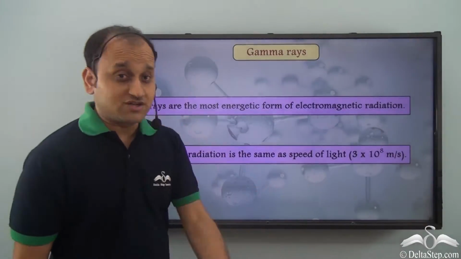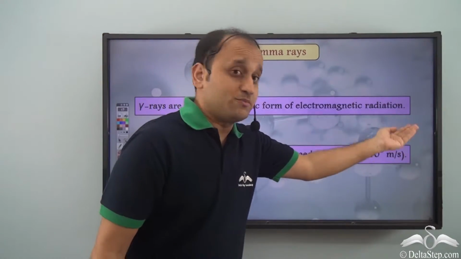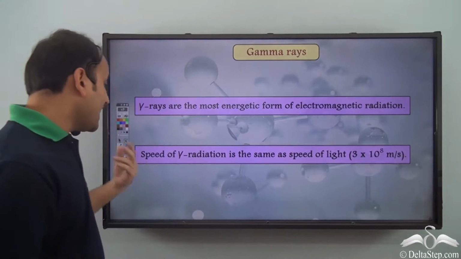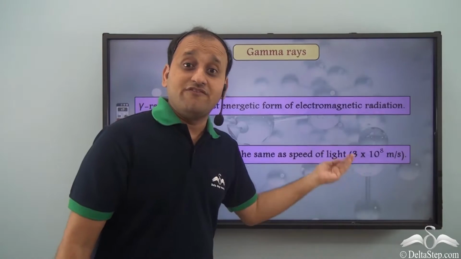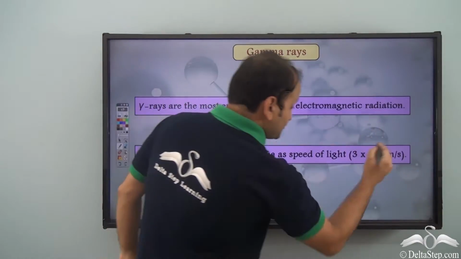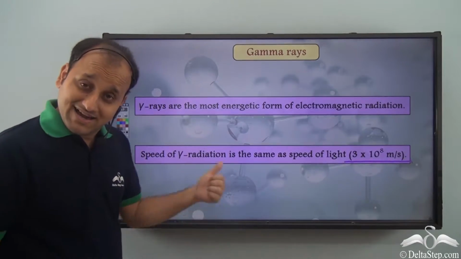So when we talk about gamma rays, they are the most energetic form of electromagnetic radiation, and the speed of gamma radiation is the same as the speed of light, that is 3 × 10^8 meters per second.